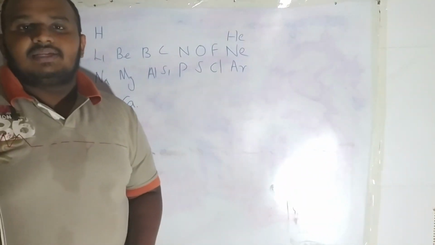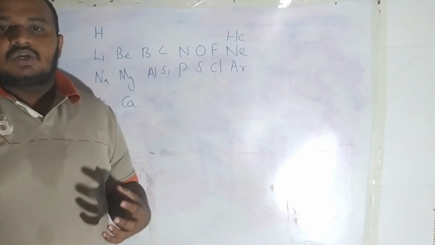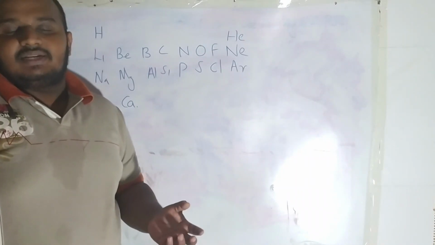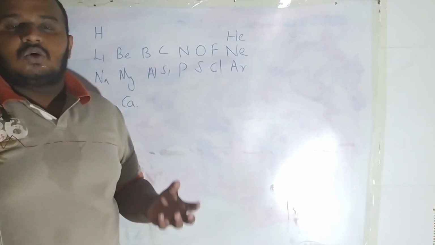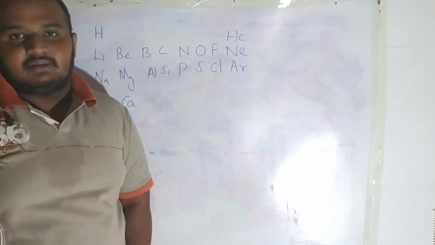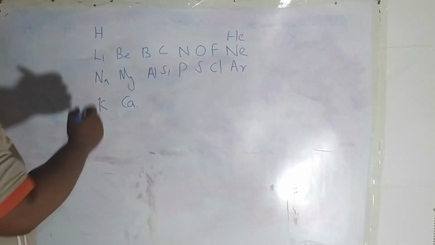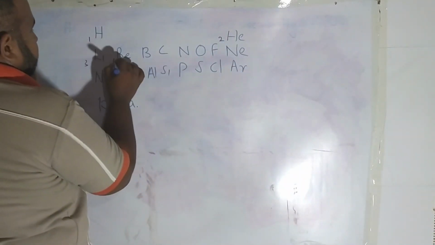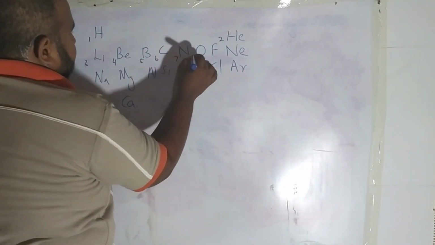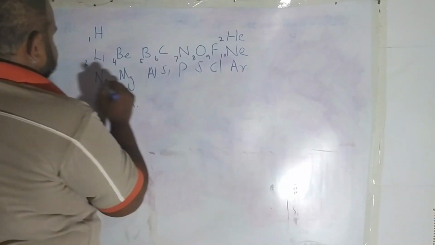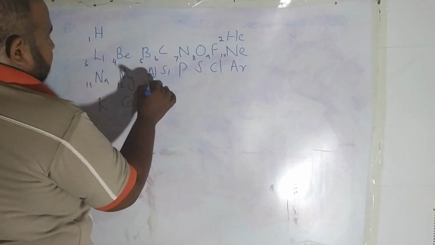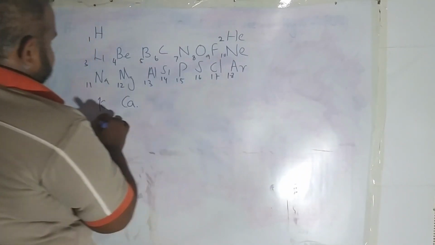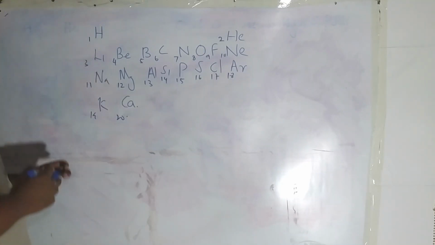Atomic number is the number of protons of an atom of an element. Also, the mass number is the sum of the number of protons and neutrons of an atom of an element. So how much is it for hydrogen? The atomic number is 1, helium 2, then 3, 4, 5, 6, 7, 8, 9, 10, 11, 12, 13, 14, 15, 16, 17, 18, 19 and 20.